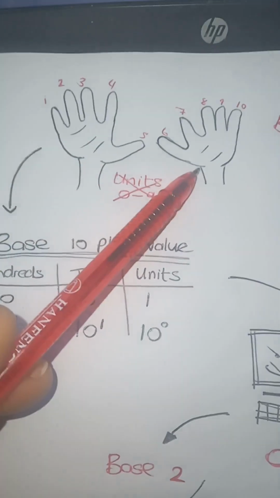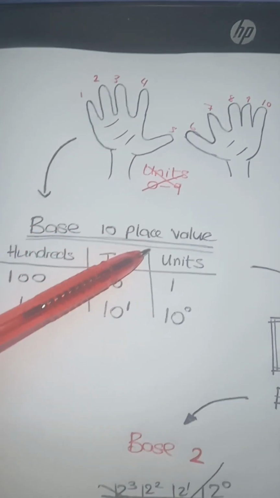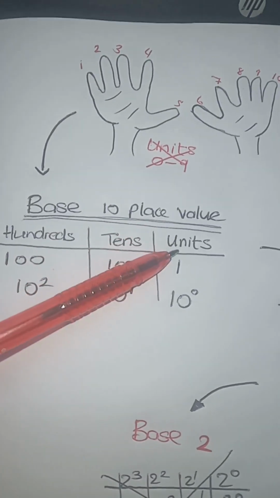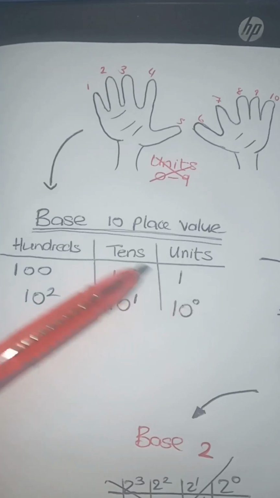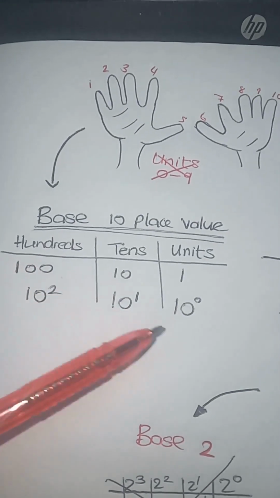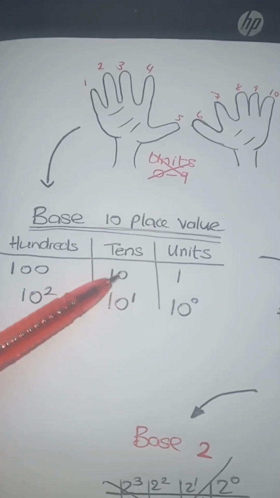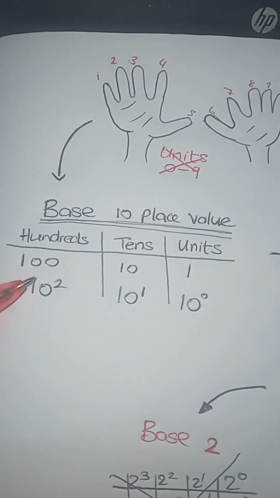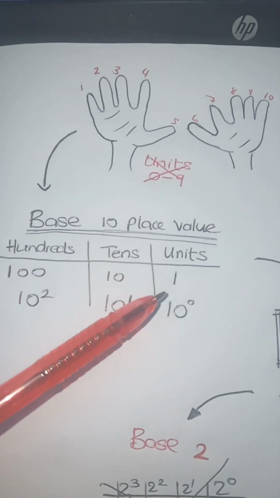So humans have 10 fingers. Because of this, we developed a system known as the base 10 system. You would know this from school, where we learned about units, tens and hundreds. In the units we have ones, in the tens we have tens, then hundreds. In the most fundamental way, 10 to the power of 0 gives you 1, 10 to the power of 1 gives you 10, 10 to the power of 2 gives you 100. That's how we develop the tens, hundreds and units.